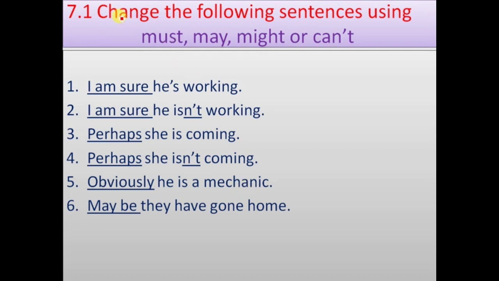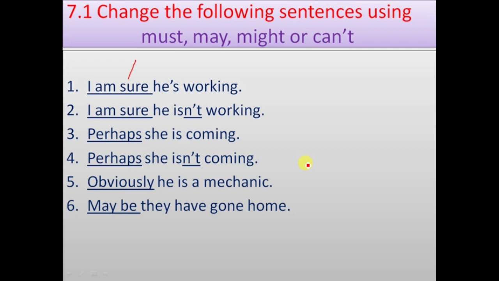So in your examination, you may be asked questions like this. Change the following sentences using must, may, might, or can't. I'm sure he is working. I'm sure he is not working. Perhaps he is coming. Perhaps he is not coming. Obviously he is a mechanic. Maybe they have gone home. So in such questions, you can see such expressions, and such expressions will help you to choose the appropriate modal verb for speculation.